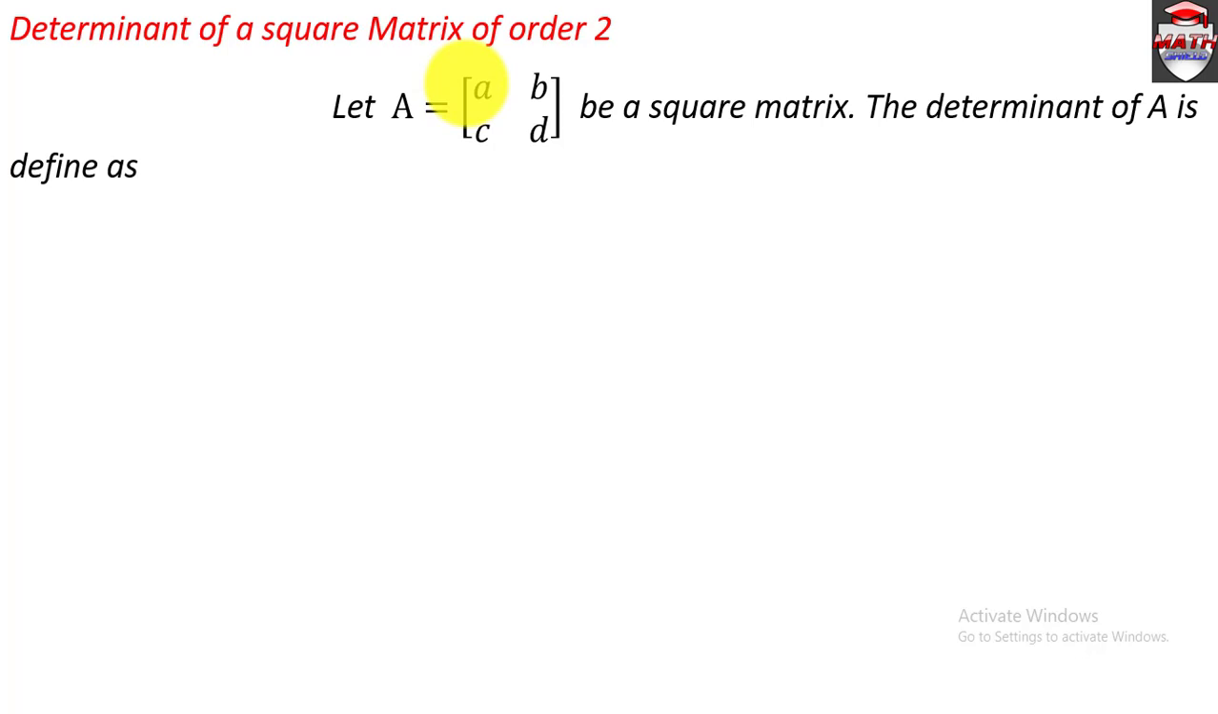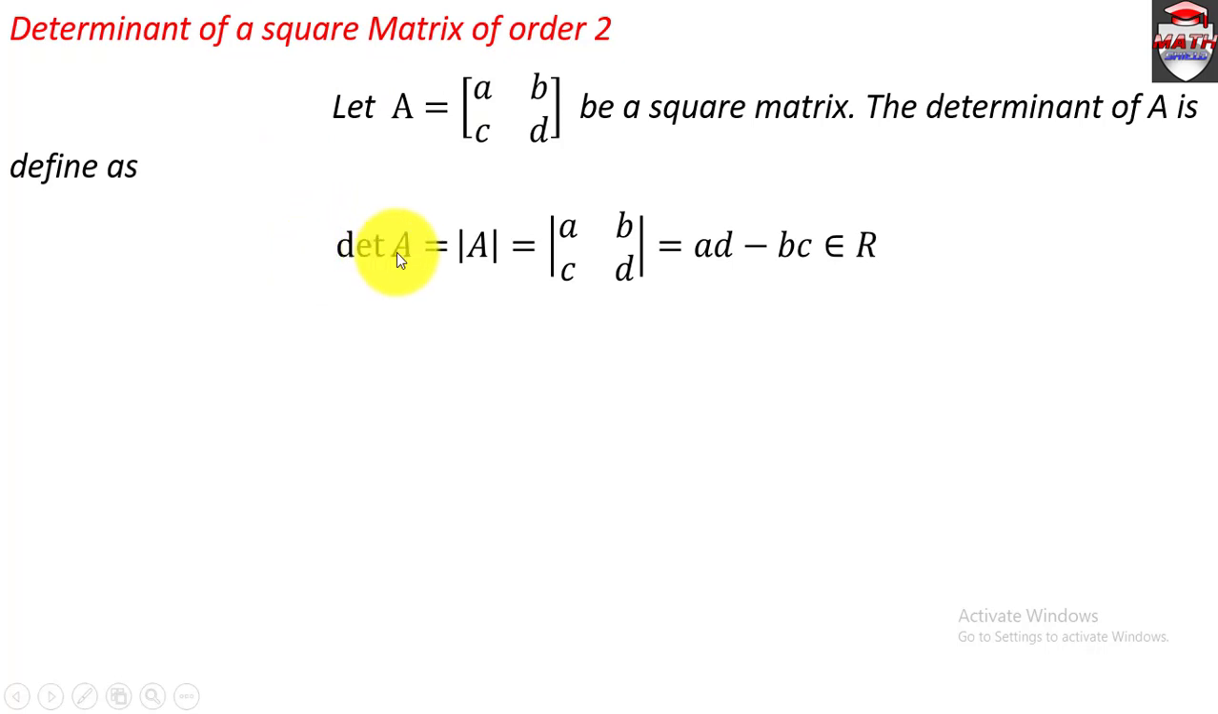Let A be a square matrix. The determinant of A is defined as |A| = determinant of the matrix with elements a, b, c and d, which is equal to ad minus bc, where a, b, c, d belong to the real numbers. The first entry is obtained by the product of the principal diagonal elements, a times d, minus the second entry, obtained by the product of the other elements, b times c. Square brackets denote the matrix. The vertical lines denote the determinant of matrix A.